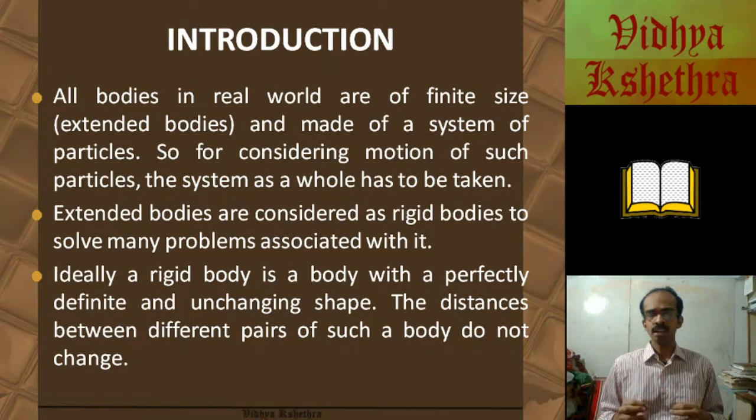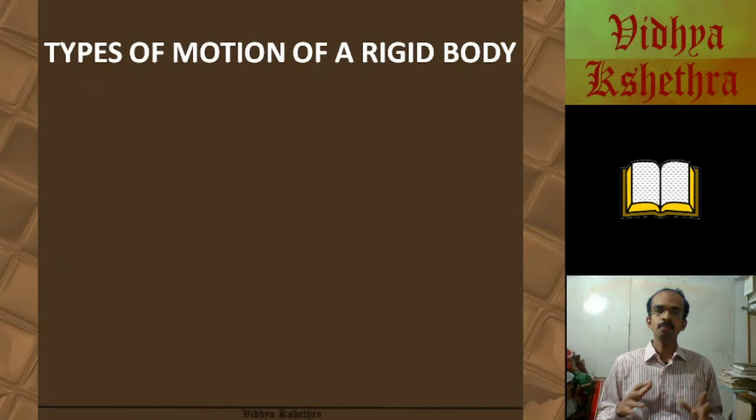But in real world situations, we know that a force is able to change the orientation of the particles inside a body. We have neglected this and considered it as a rigid body. So in this chapter, we will be considering the system of particles as a rigid body. Now we shall see the types of motion of a rigid body.